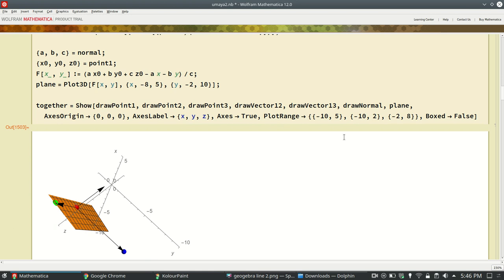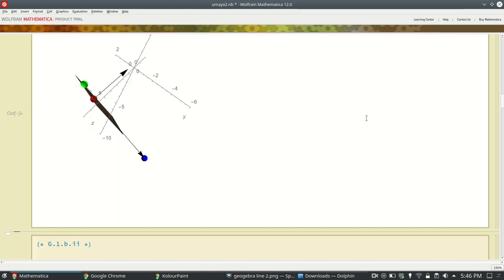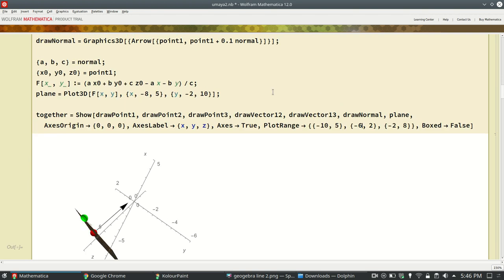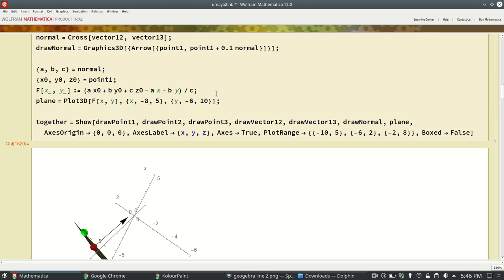Oh, actually, that was the whole plot. I needed to stretch the y plane. So this is the plane. The x goes from negative 8 to 5, and the y only goes from negative 2 to 10. That's not what we want. We want the y to be more negative. All right. So there we go.